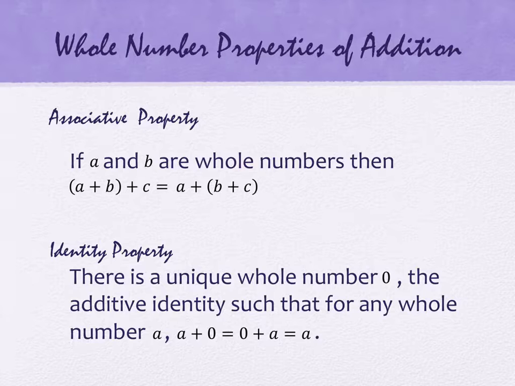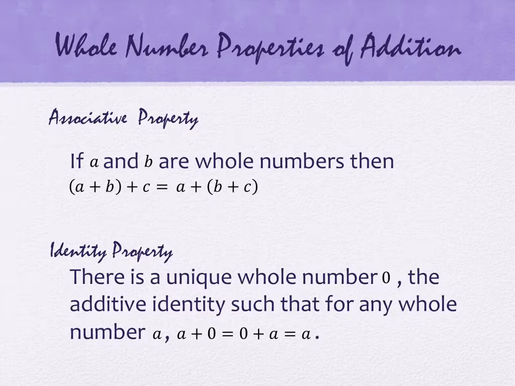The third one is the associative property. The associative property says if we have 3 numbers that we're adding together, then it doesn't matter which 2 we add together first. So if you have A plus B plus C, you can add A and B together first, or you could add the B and the C together. The order of those doesn't matter.